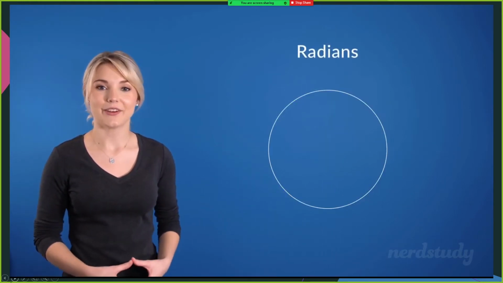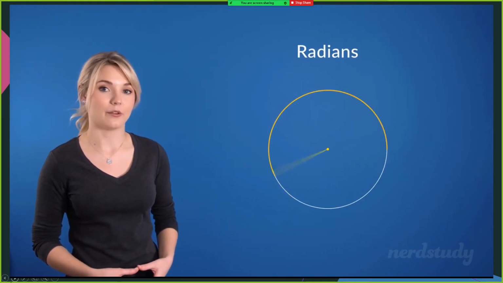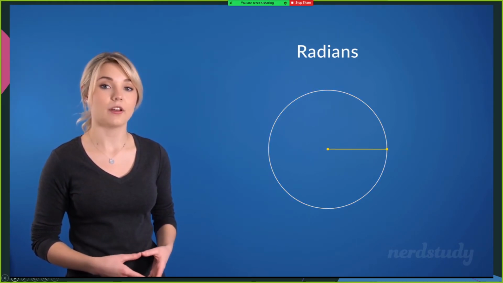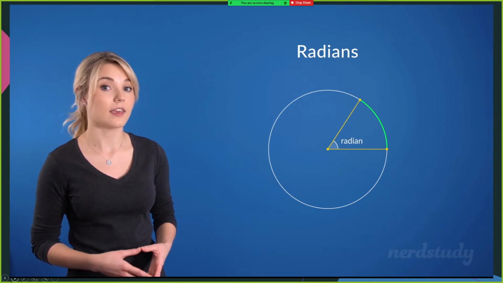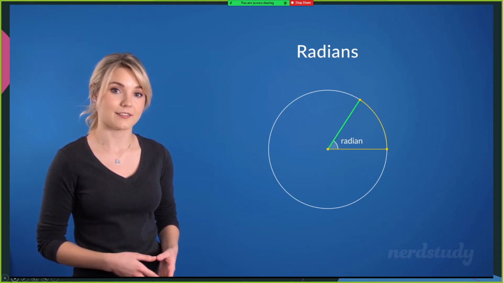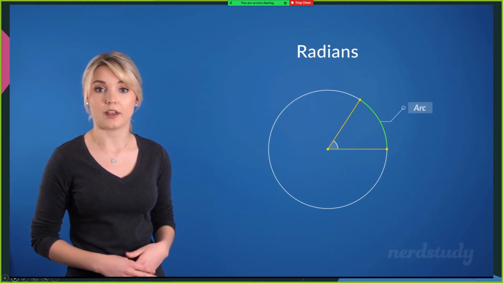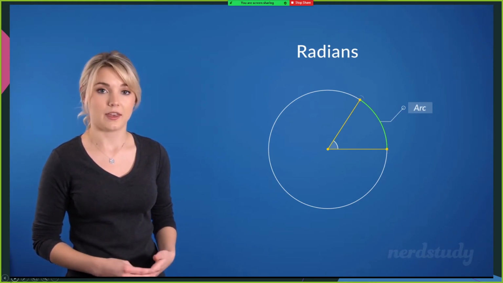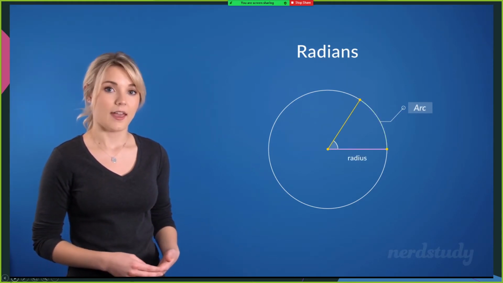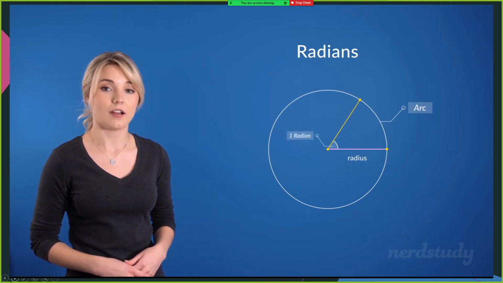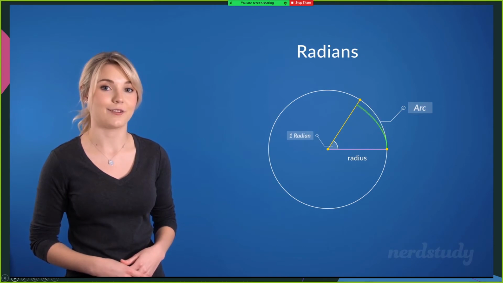Now, let's take a look at a circle to help us define what a radian is. 1 radian is defined as the amount of angle that would make its arc equal to the length of the radius. Now, the arc can just be described as any smooth curve joining 2 points. So again, here's the radius, and 1 radian is just however much angle is needed to make its arc equal in length to the radius.